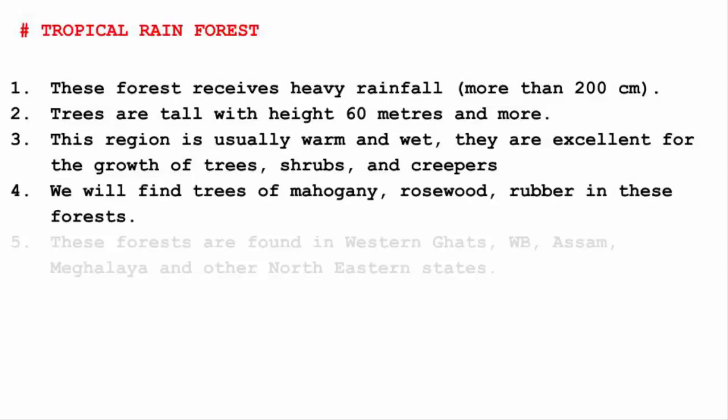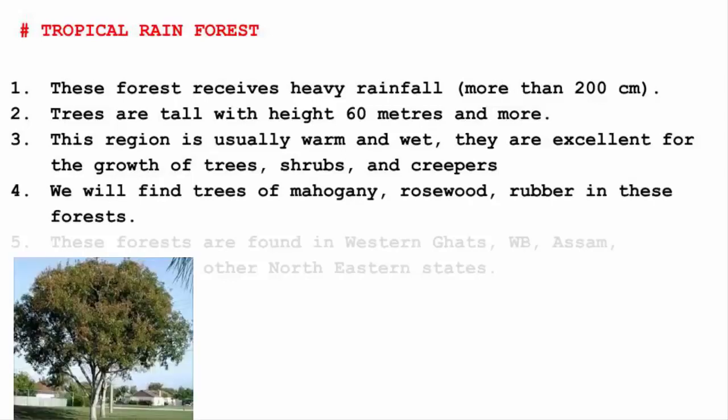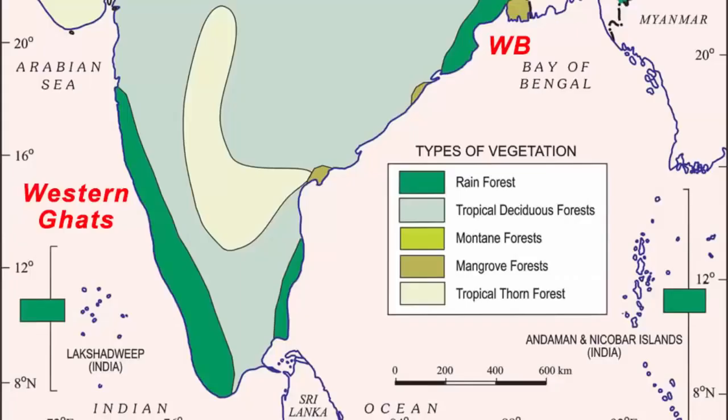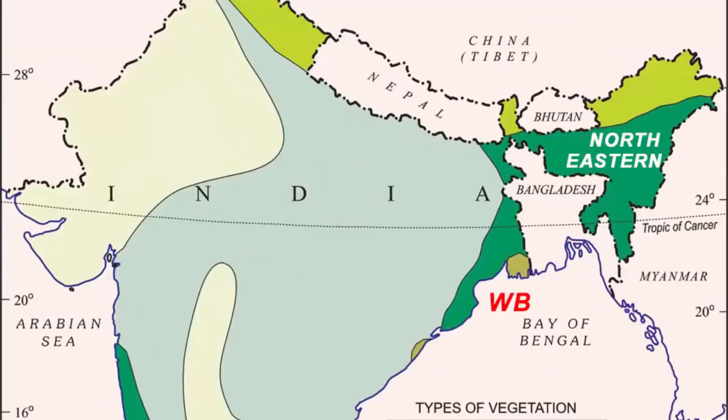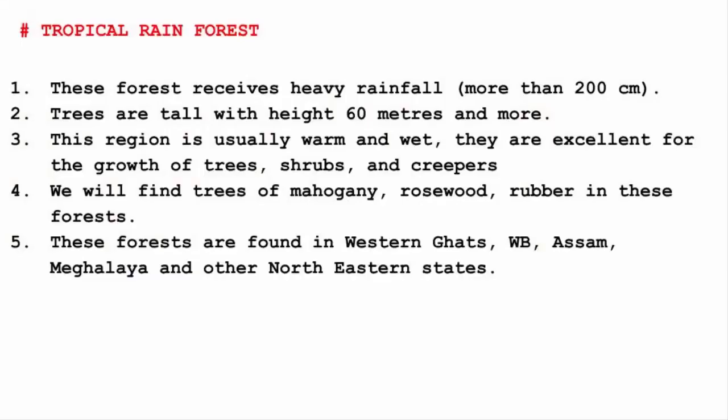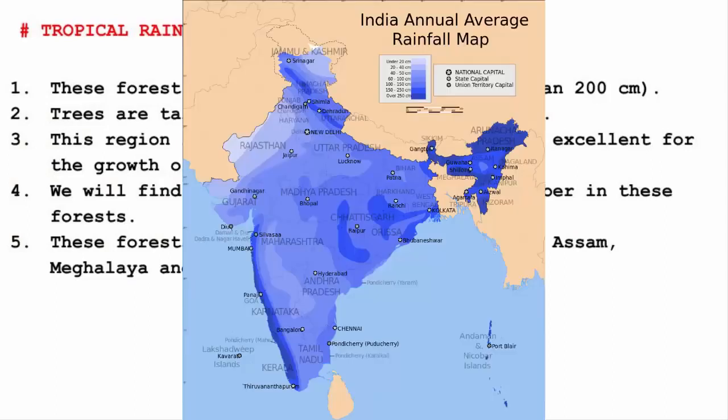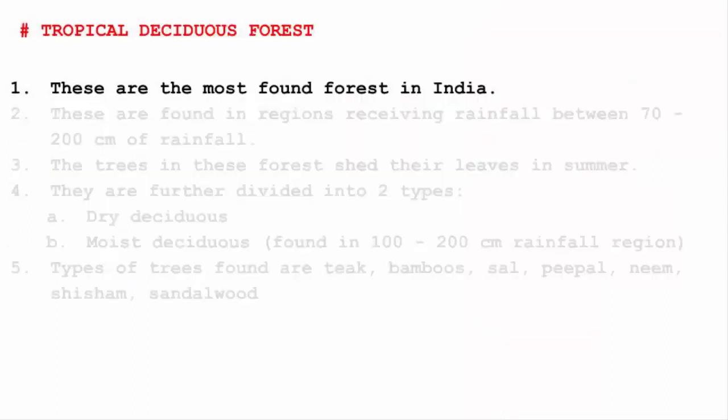So the type of trees that are found in these forests are mahogany, rosewood and rubber. So these type of forests are usually found in Western Ghats, West Bengal, Assam, Meghalaya and other northeastern states. And we can also conclude by saying that these states are also the places where you have more than 200 centimeter of rainfall. Now let's read about the next forest, tropical deciduous forest.